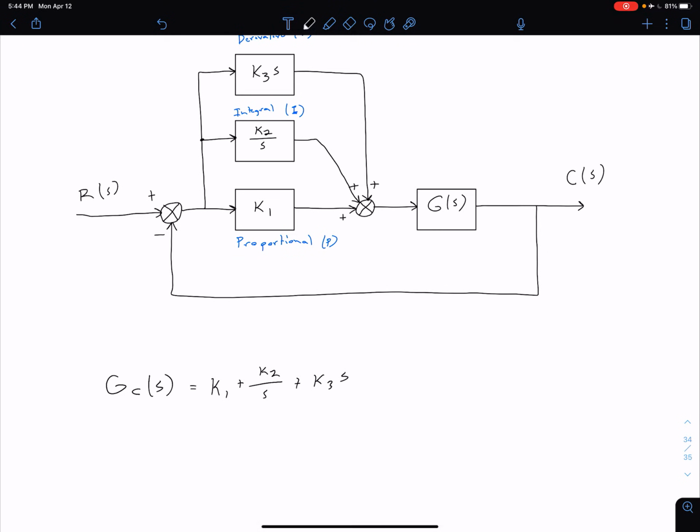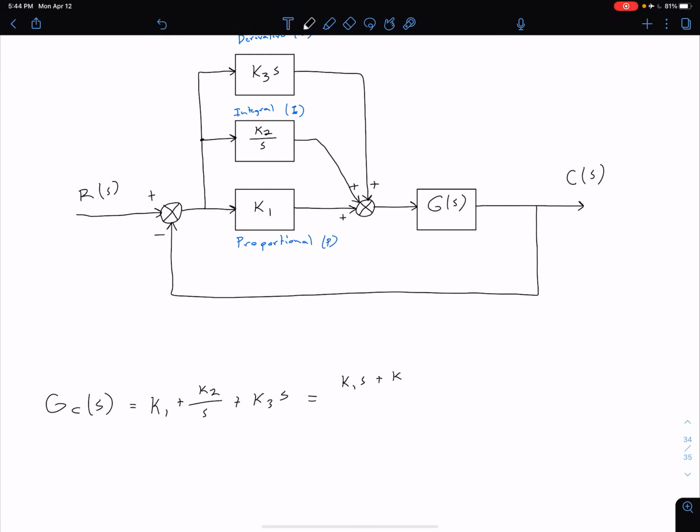And if we want to combine those, of course, we can just find a common denominator. We can use a common denominator of S. So we then have that this is K1 times S plus K2 plus K3 times S squared, all divided by S. And now I can clean up that numerator a little bit. So let me factor out a K3, and that's going to leave us with S squared plus K1 divided by K3 times S plus K2 divided by K3. And all of that is still over S.